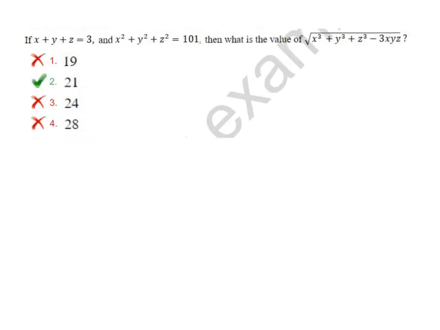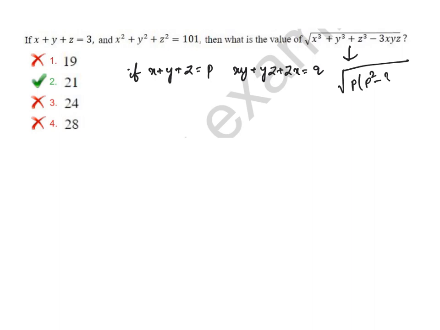If x plus y plus z is equal to 3 and x square plus y square plus z square is equal to 101, then what is the value of under root of x cube plus y cube plus z cube minus 3xyz? So, we know if x plus y plus z is equal to p, xy plus yz plus zx is equal to q, then this whole value is under root of p into p square minus 3q.